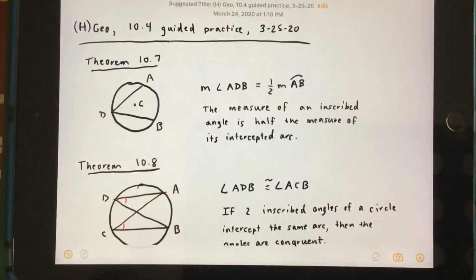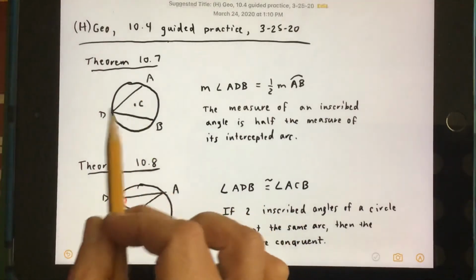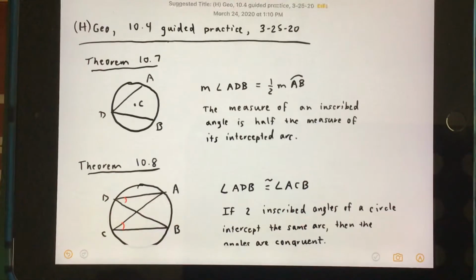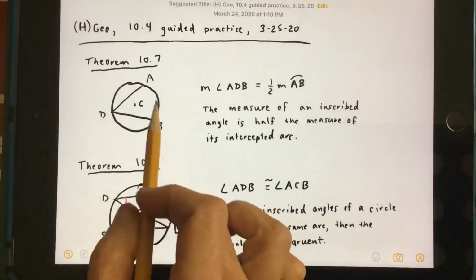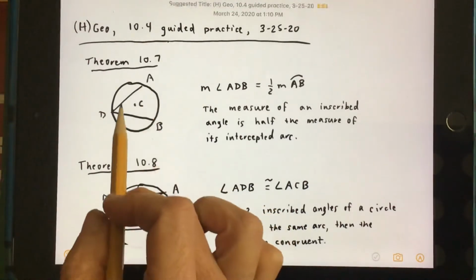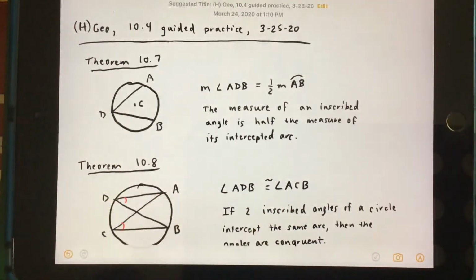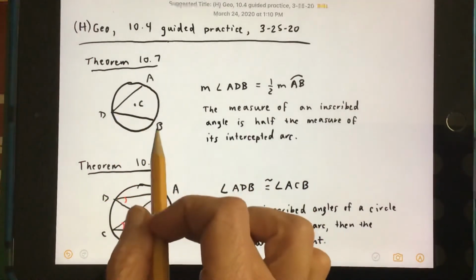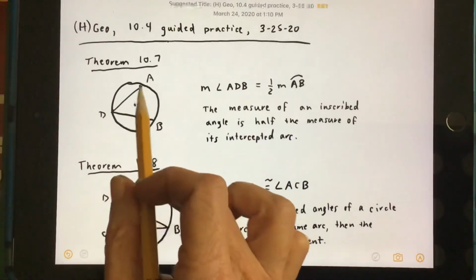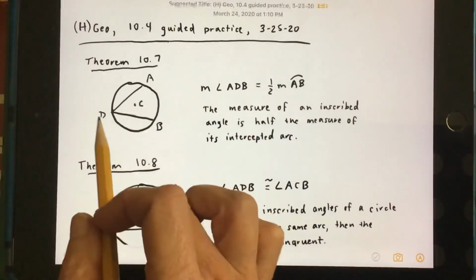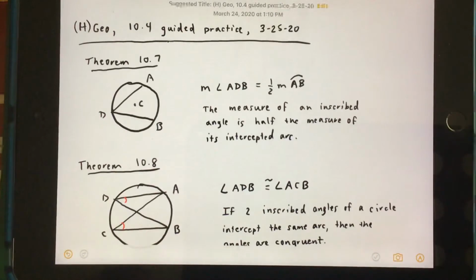And the measure of that angle ADB is going to be half of the measure of arc AB. You can kind of see that arc AB looks a little fatter than this little skinny angle over here, and that relationship is that arc AB will be twice as big as this angle ADB, or angle ADB is half of the measurement of arc AB.